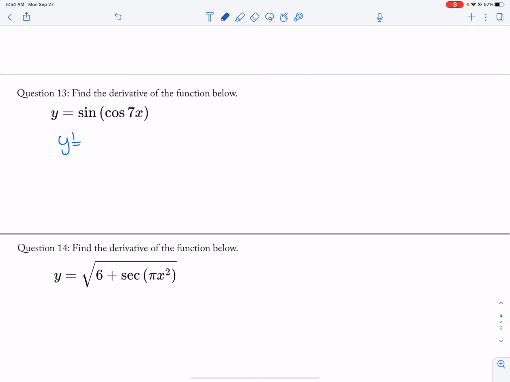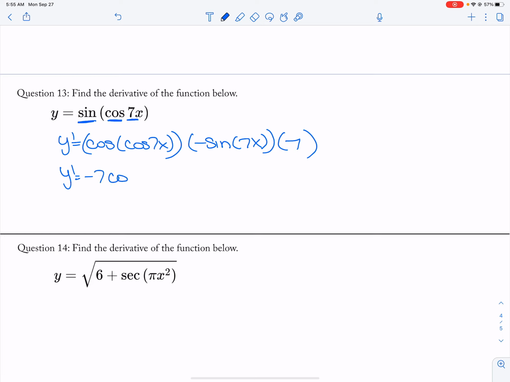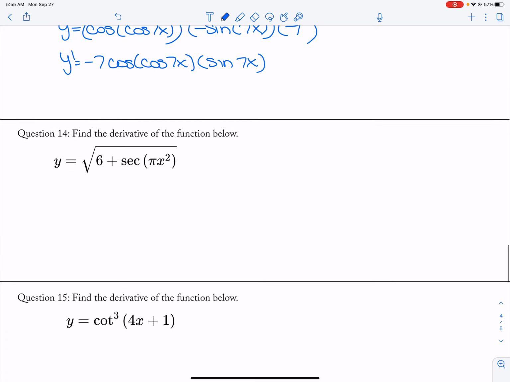13. For y prime, the outside is sine, so the derivative is cosine of 7x. This is, again, another multiple chain rule. The first outside was sine, the next outside is cosine, which gives negative sine of 7x, and then times the derivative of 7x, which is just 7. So y prime is negative 7 cosine of 7x times sine of 7x.